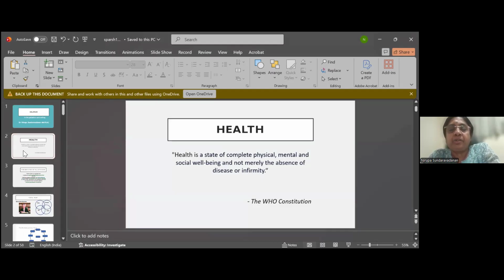From the WHO's constitution, we know that health is a state of complete physical, mental, and social well being, and not merely the absence of disease or infirmity. So, this is a broad ranging definition which tells us very clearly that our focus of care should not just be on physical well being, but we should look at psychosocial and other aspects too to promote holistic care.